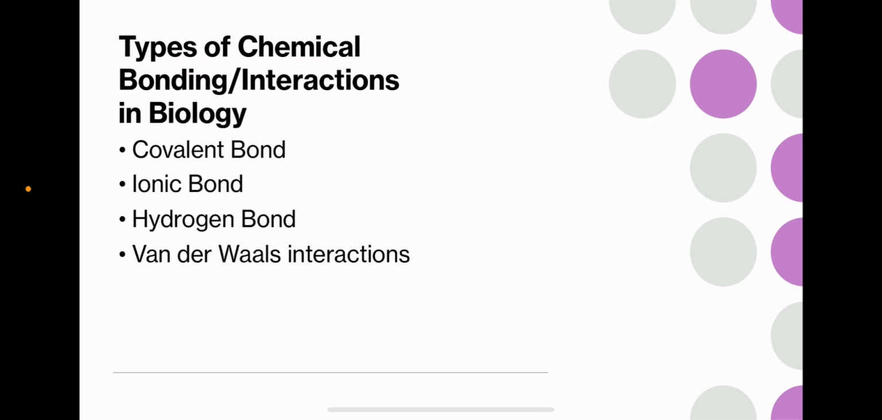There are various types of chemical bonds or interactions, and the ones I will be discussing today are covalent, ionic, and hydrogen bonds, as well as van der Waals interactions.